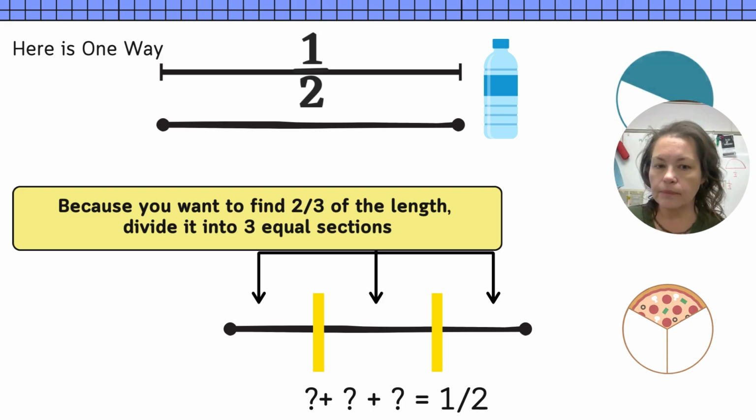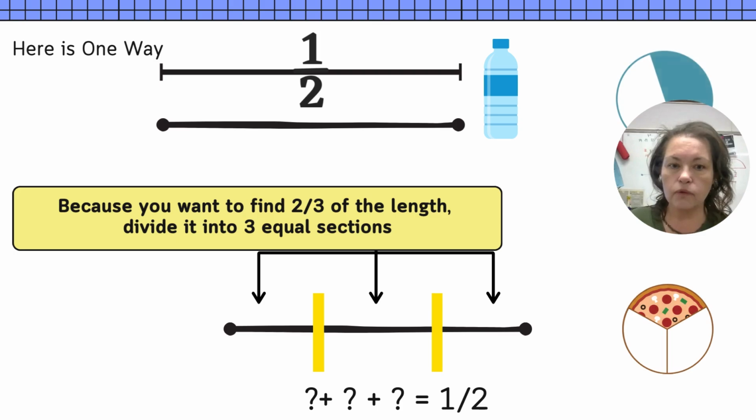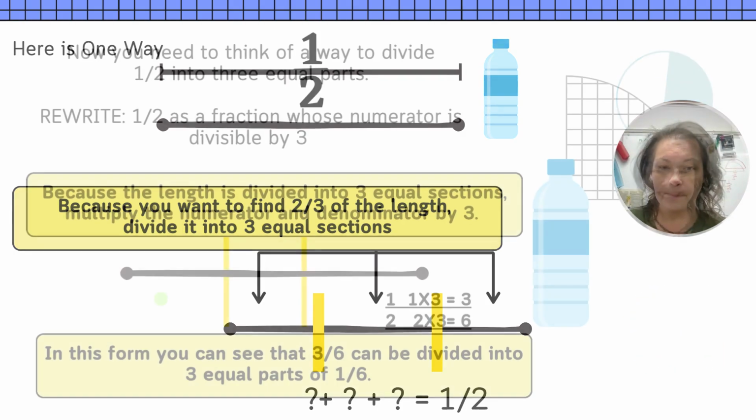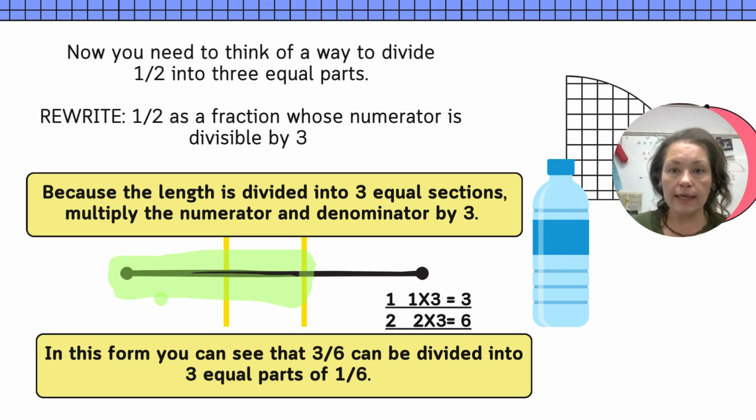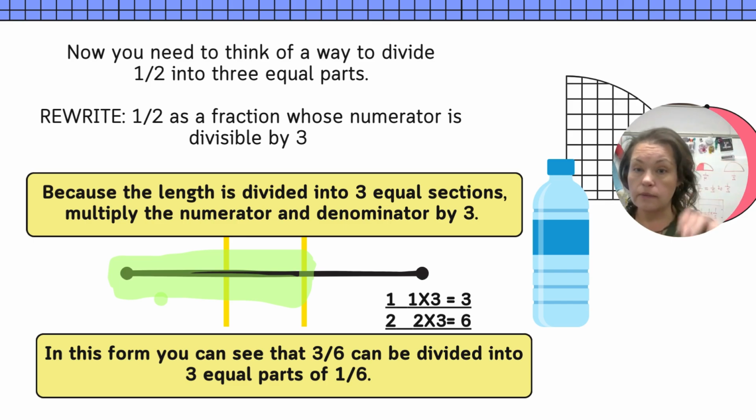What's our question? Go back to your rewrite in your paper. What is 2/3 of 1/2? So now you need to think of a way to divide 1/2 into 3 equal parts. So we're going to rewrite the problem 1/2 as a fraction whose numerator is divisible by 3, right? Because we're doing 3 parts. So because I already divided the length into 3 equal sections, we're going to multiply the numerator and the denominator by what?